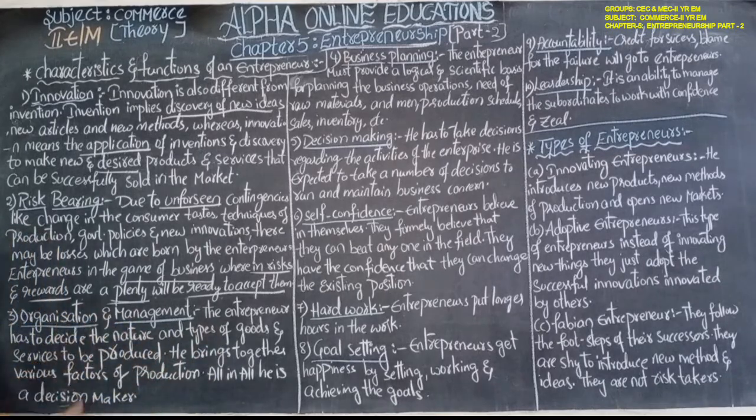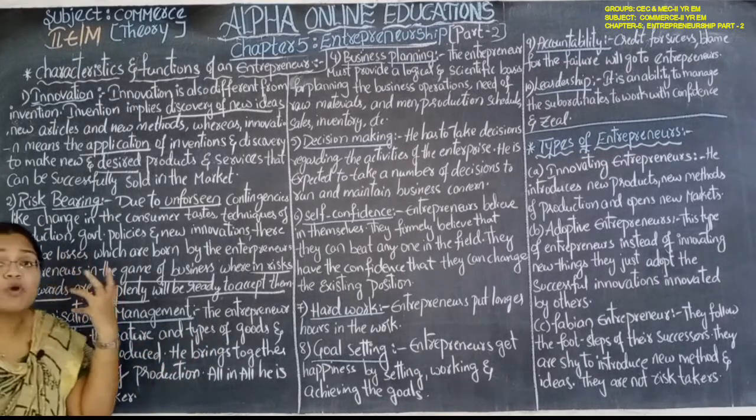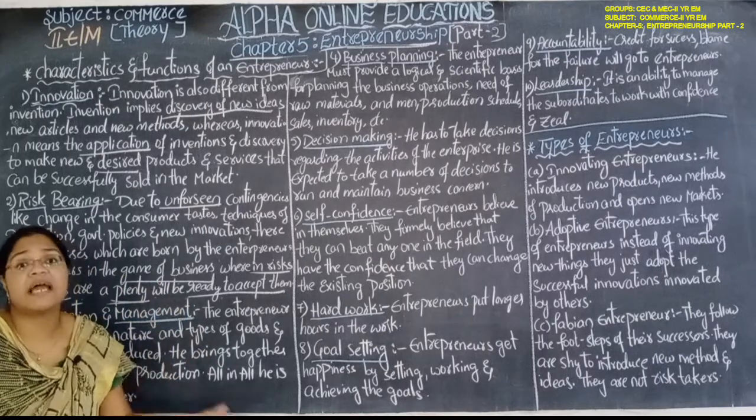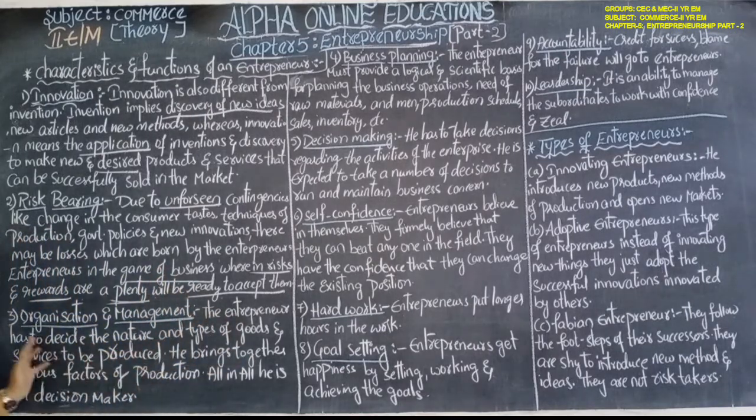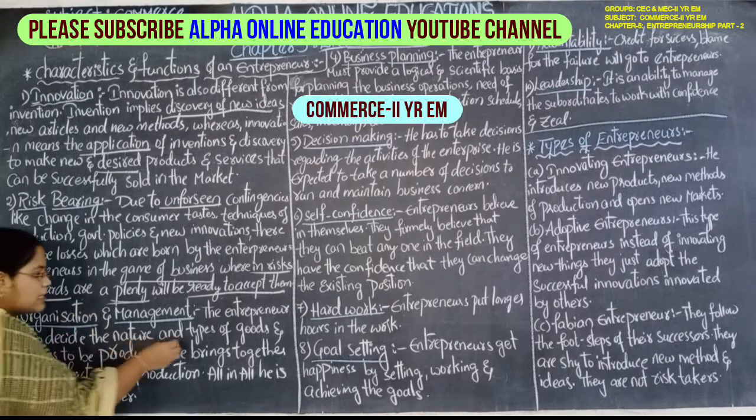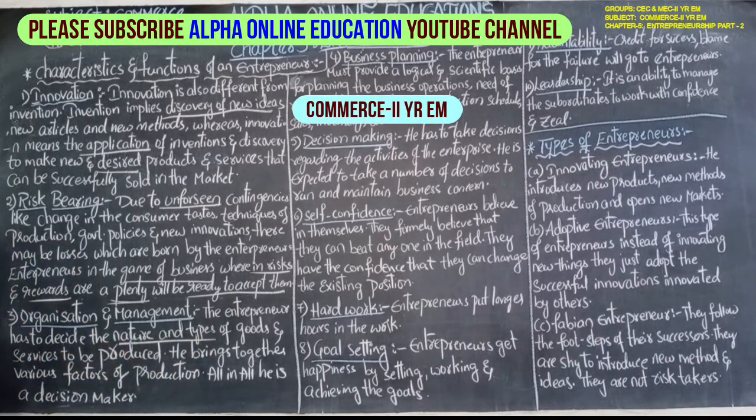He has to manage everything. He has to take appropriate decisions at the appropriate times according to the situations. See what I have written. The entrepreneur has to decide the nature and the type of the goods and services to be produced. He only has to decide what type of goods, what nature of goods they want to produce, what kind of services they want to give.